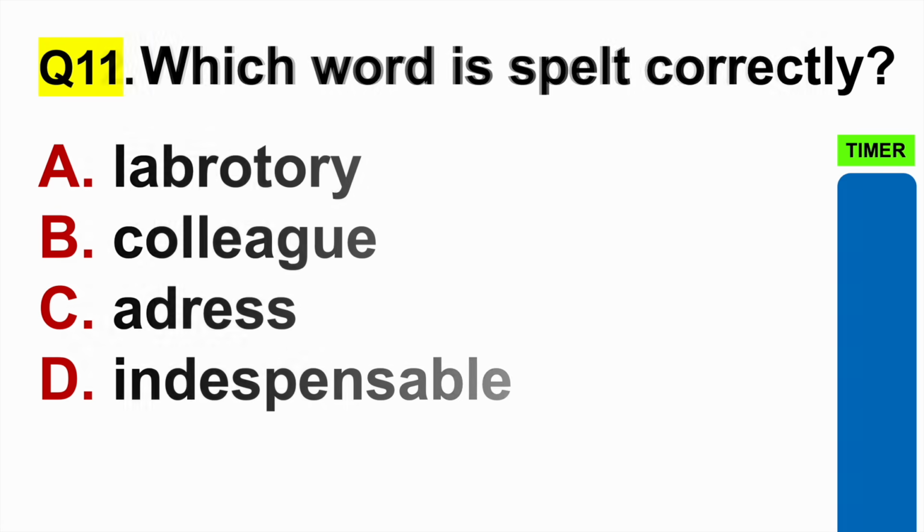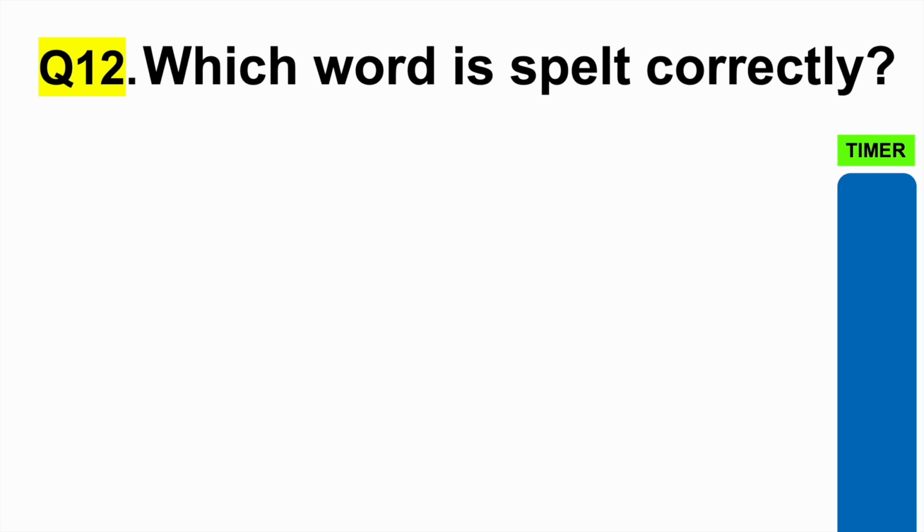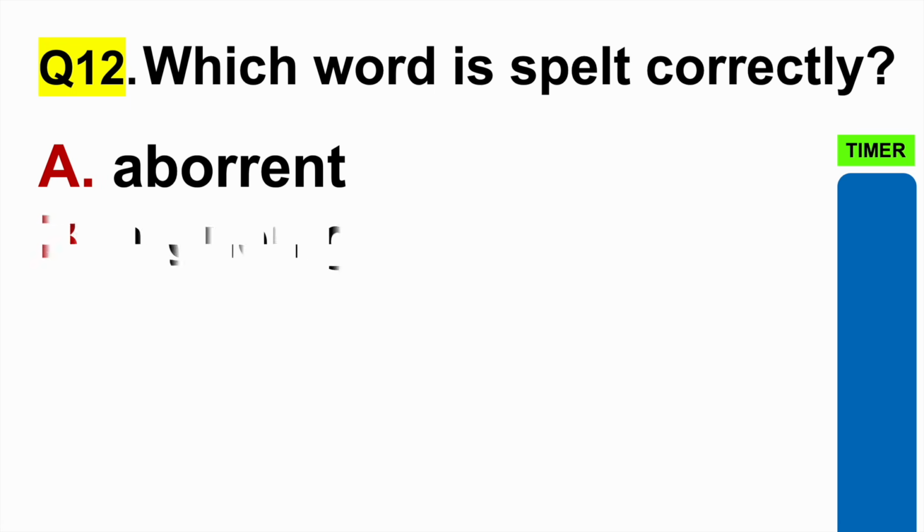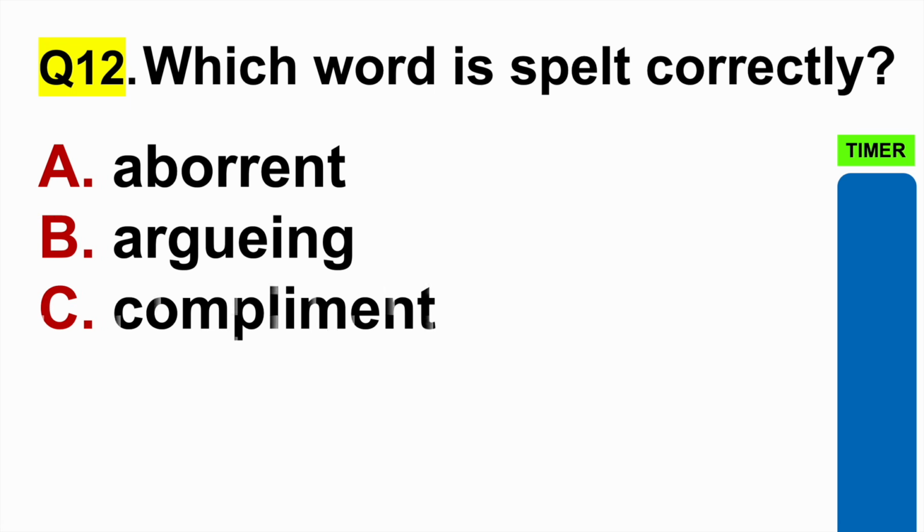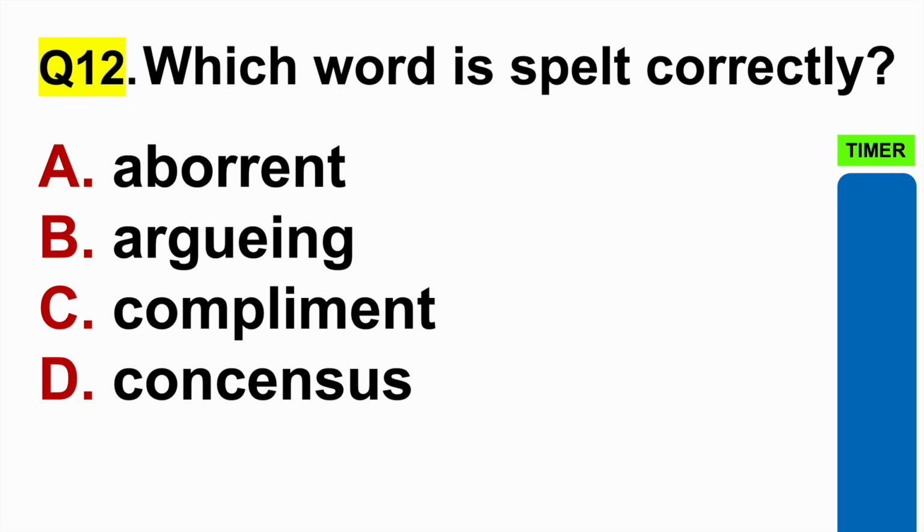Test question number 12. Which word is spelt correctly? A. Abhorrent, B. Arguing, C. Compliment, or D. Consensus? Only one of those is correct. Here is your timer.